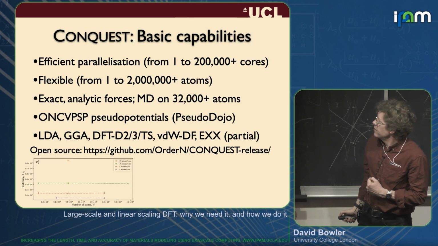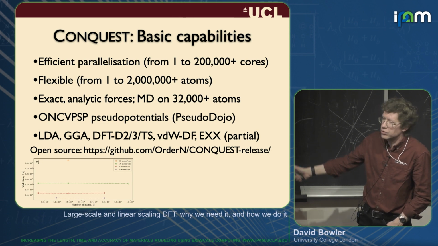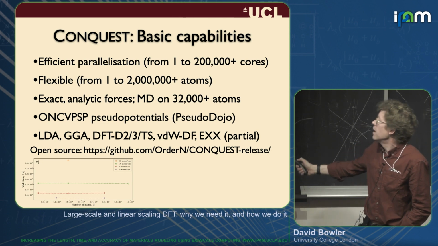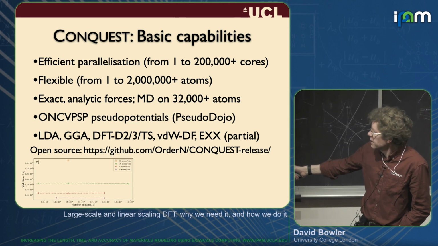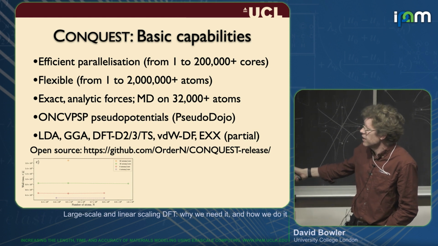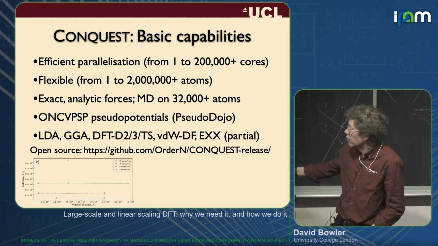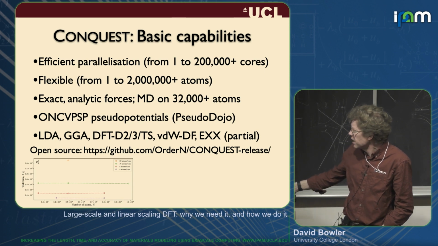So what are the basic capabilities of CONQUEST? We have efficient parallelization. You can run it on one core. You can run it on a laptop quite effectively. We've gone to over 200,000 cores. You can go from a single atom to over 2 million. The forces are exact and analytic. We've done MD with linear scaling on 32,000 atoms. I'll tell you a bit about the pseudopotentials in a minute.